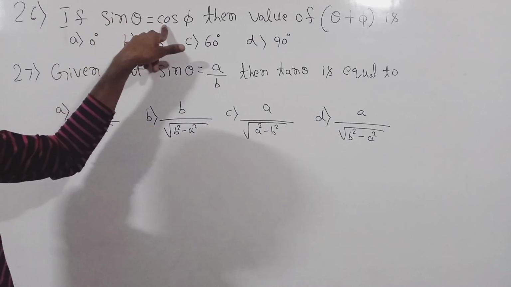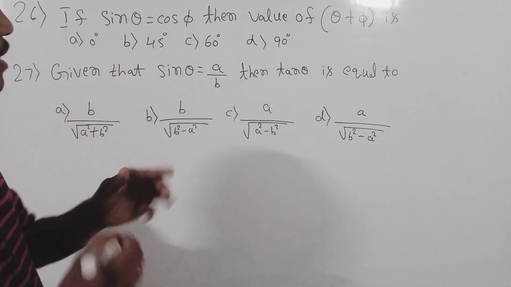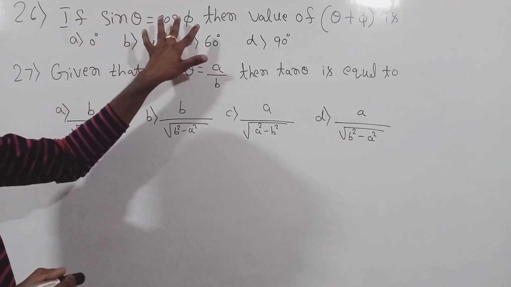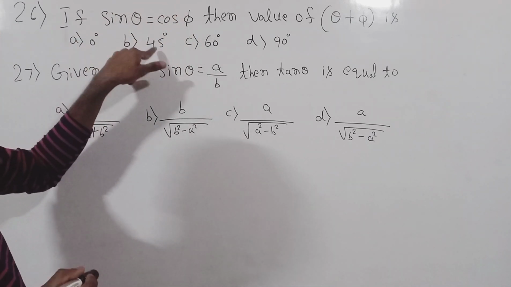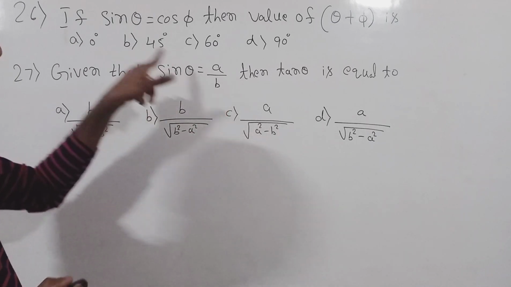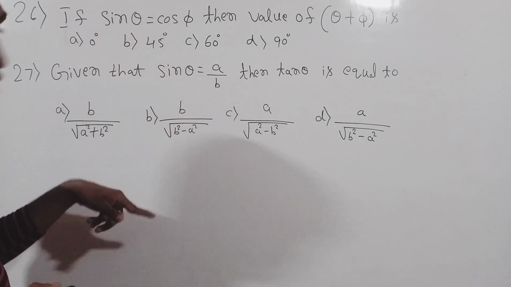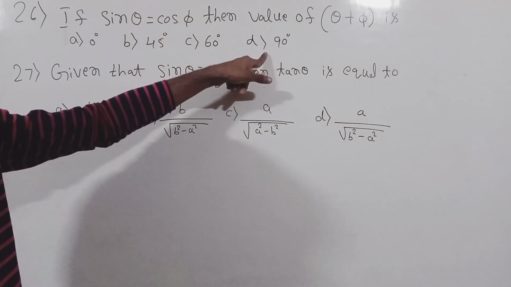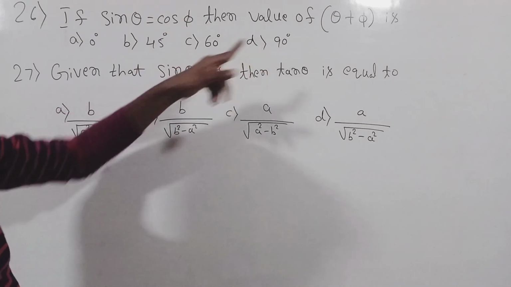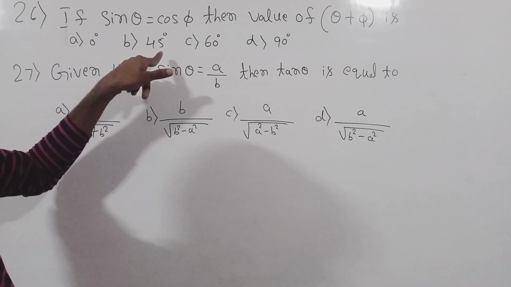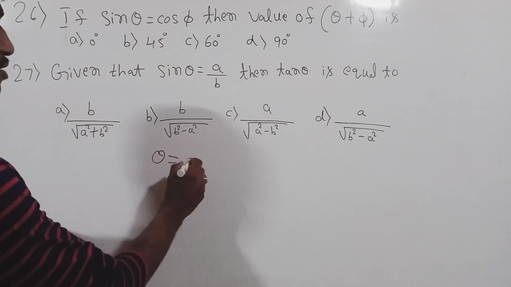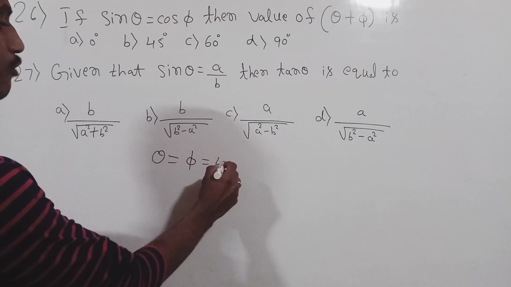Here they have told sine theta and cos phi. So if you look at the trigonometric ratios sine and cos, sine 45 and cos 45, they are equal. Only 45 is the answer. The rest all they are not equal. Obviously sine 0 is not equal to cos 0. Sine 60 is not equal to cos 60. Sine 80 is also not equal to cos 80. So only sine 45 and cos 45 are equal. That means theta and phi, both the values are 45 degree.